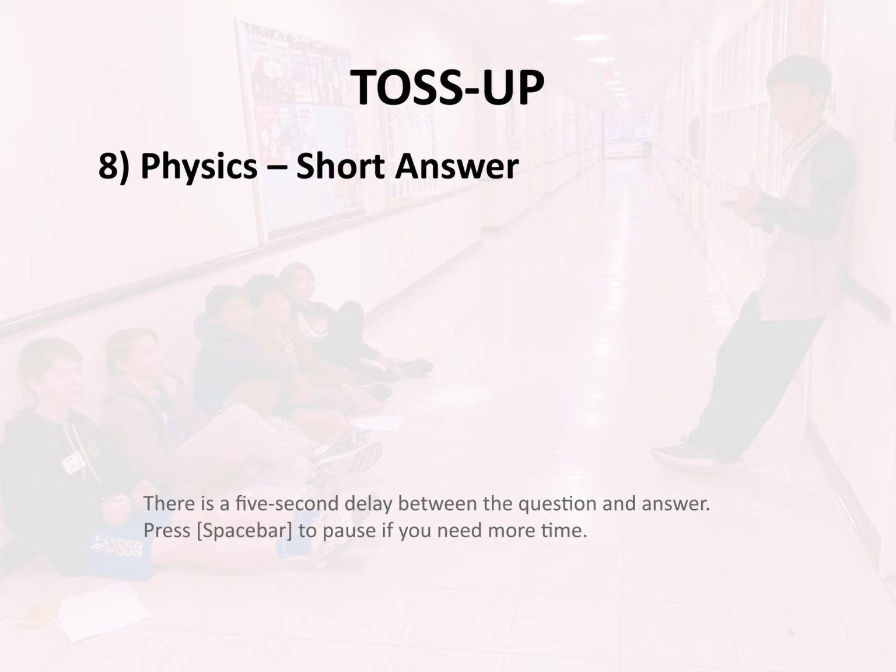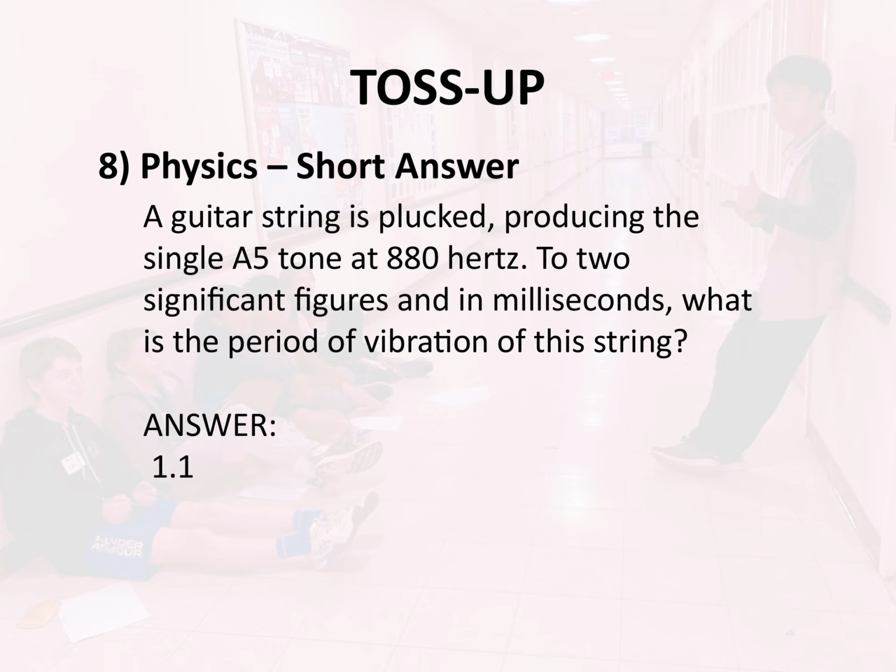Toss-up 8. Physics, short answer. A guitar string is plucked, producing the single A5 tone at 880 Hz. To two significant figures and in milliseconds, what is the period of vibration of this string? Answer: 1.1.